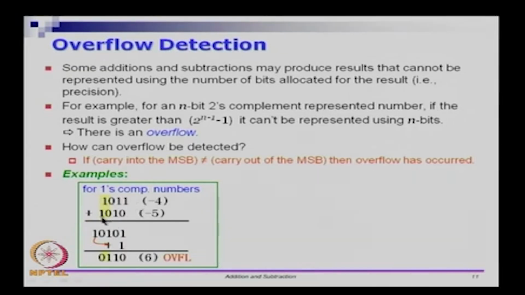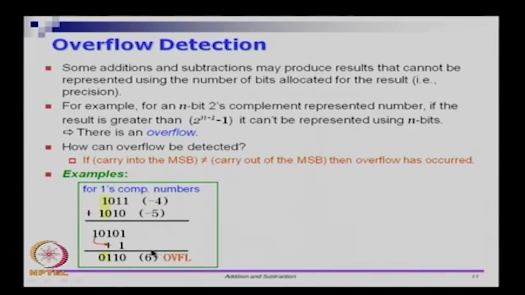So, 1 0 1 1 added to 1 0 1 0. If I just add these two numbers, that gives me this 5 digit value. You take the 1, add it around, this is the end carry, and that gives you 0 1 1 0. If I directly interpret 0 1 1 0 in 1's complement form, it is positive 6, whereas minus 4 plus minus 5 is actually negative 9.